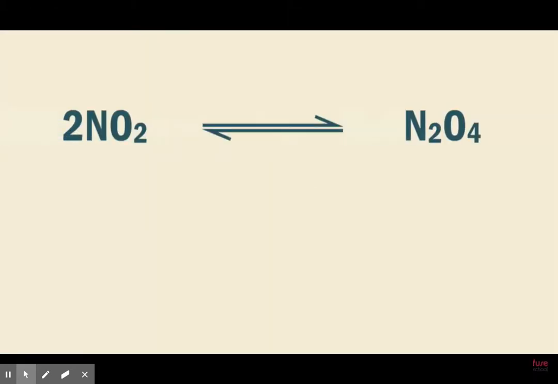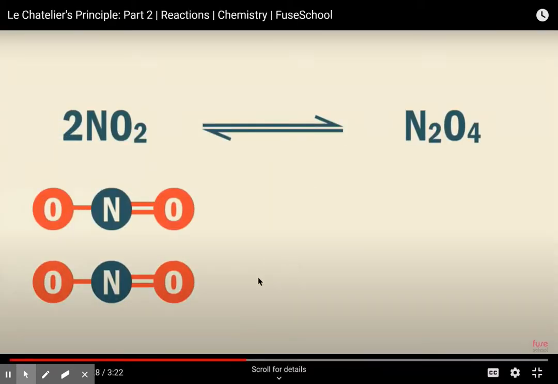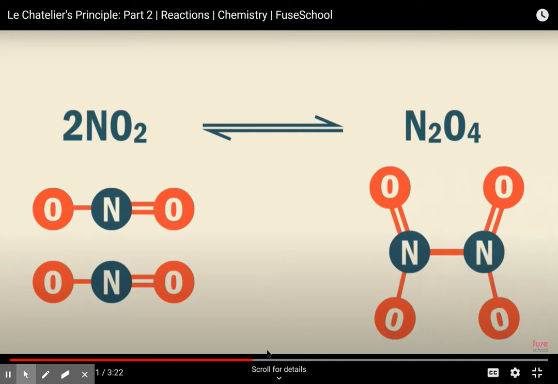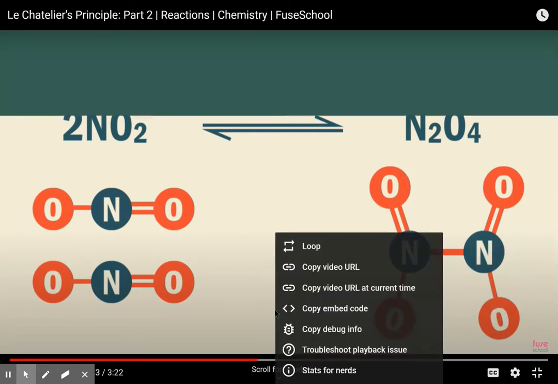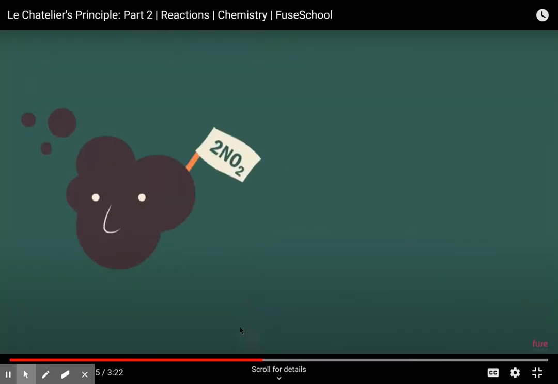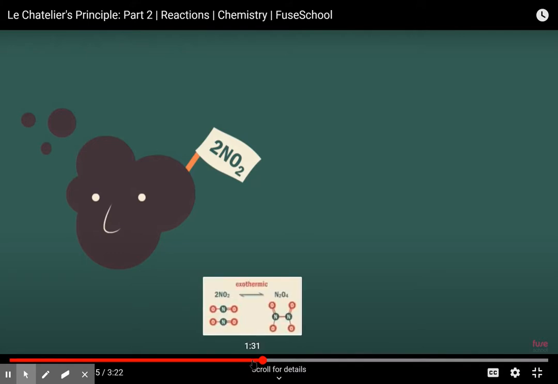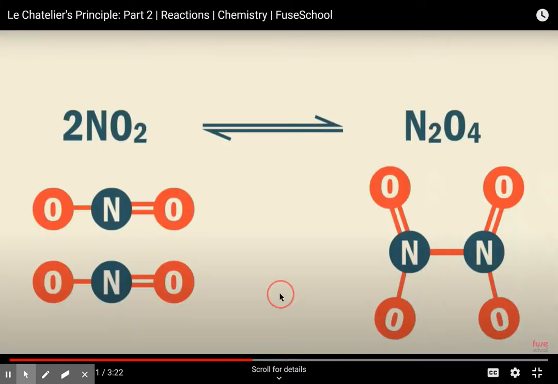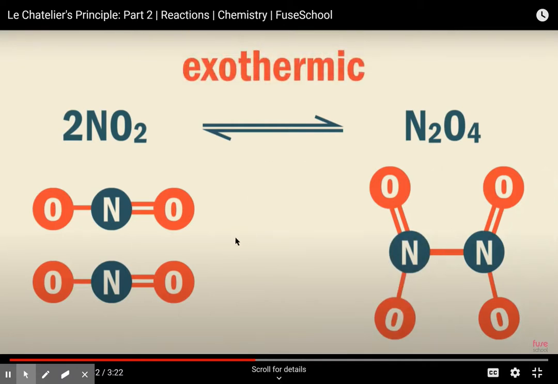The dimerization of nitrogen dioxide to dinitrogen tetroxide is an exothermic reaction. Okay. Nitrogen dioxide is a brown gas. Sorry. There. No. Why does it keep doing that? Exothermic reaction. Stop. Okay. All right.